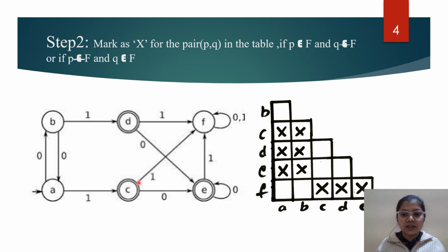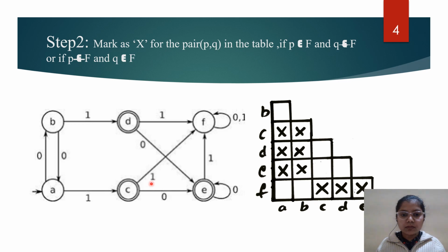Next is CD. C belongs to the final state and D also belongs to the final state. So both the states are in the final state, so it is not marked. Next is CE. C belongs to the final state. E also belongs to the final state. Both are final states, so it is not marked. Next is CF. C belongs to the final state, whereas F does not belong to the final state. So CF is marked. See here in this table, CF is marked.